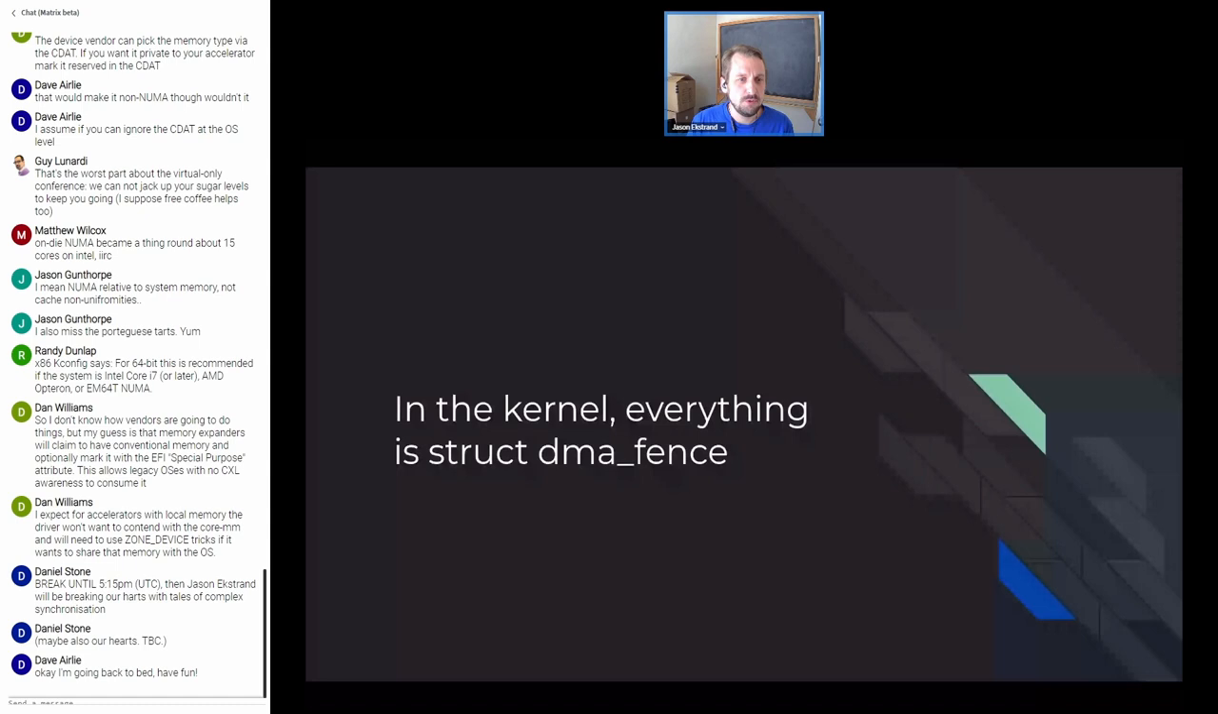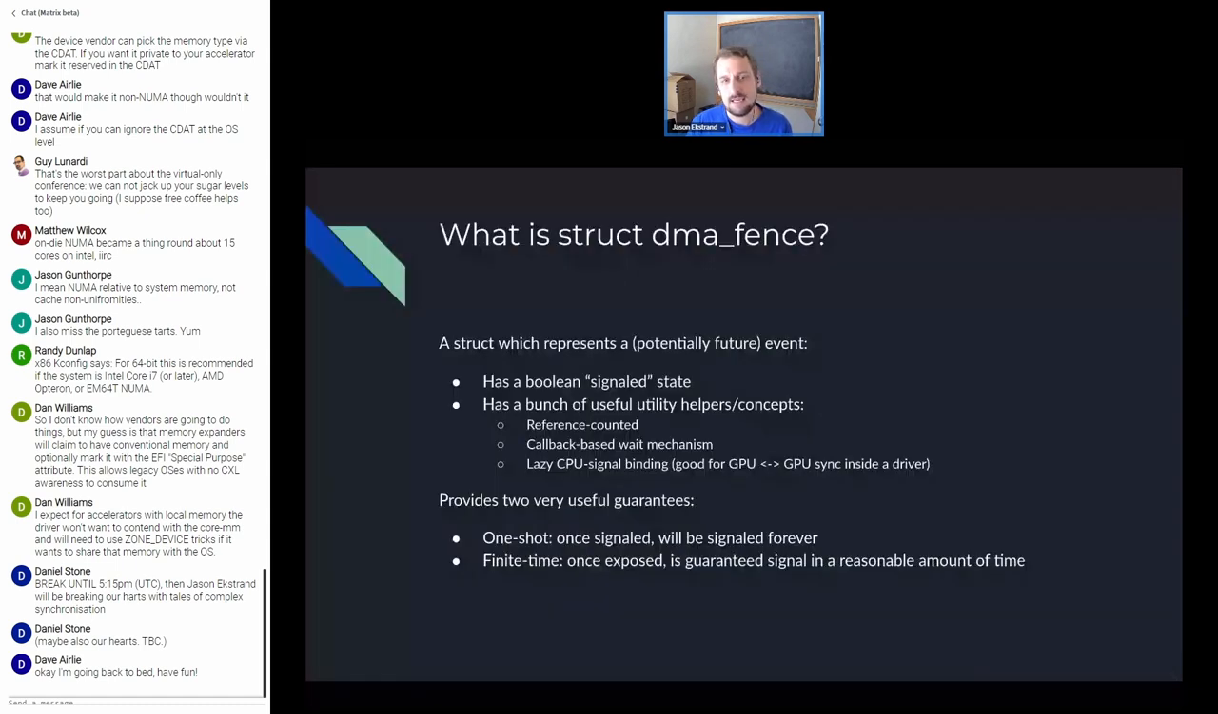So for those of you who aren't extremely familiar with this, basically it's a structure which represents a potentially future event, has a Boolean signaled state, and a bunch of helpers to allow you to wait on it and things like that. There are two particular guarantees that we're concerned with for the purposes of this discussion. One is that it's one shot, i.e. once you've signaled it, it's signaled forever for the lifetime of the object. And the other is we have this guarantee that they have to be signaled in finite time once they've been exposed. And exposed is kind of a hand-wavy thing because there's some fun stuff that you can do as long as you keep it inside your driver. But the moment you've given it to user space or given it to some other driver, you have to signal it in finite time.